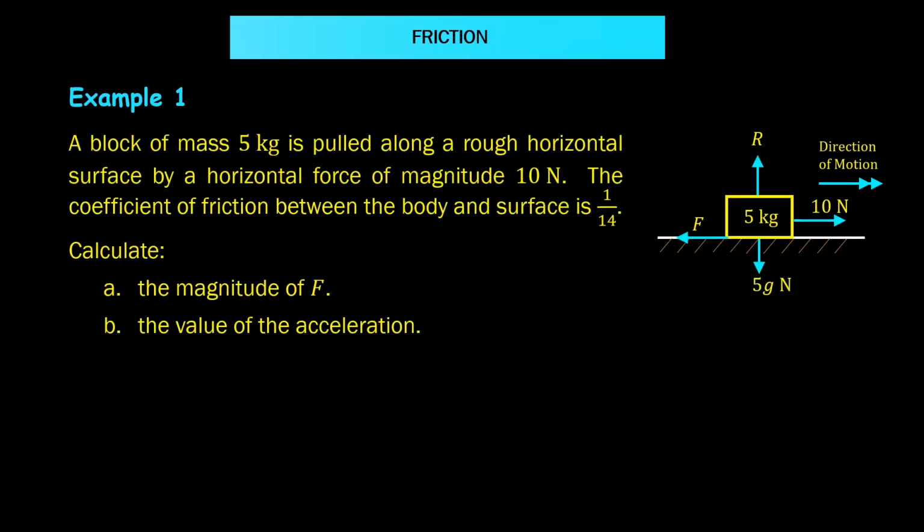Let's now take a look at an example. A block of mass 5 kilograms is pulled along a rough horizontal surface by a horizontal force of magnitude 10 newtons. The coefficient of friction between the body and the surface is 1/14. We are required to calculate the magnitude of F and the value of the acceleration. Pause the video and have a go. Press play when you're ready to view the solutions.